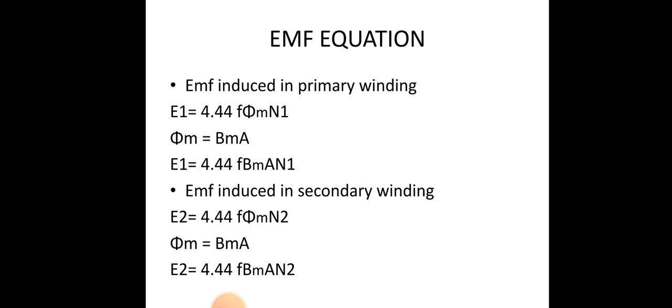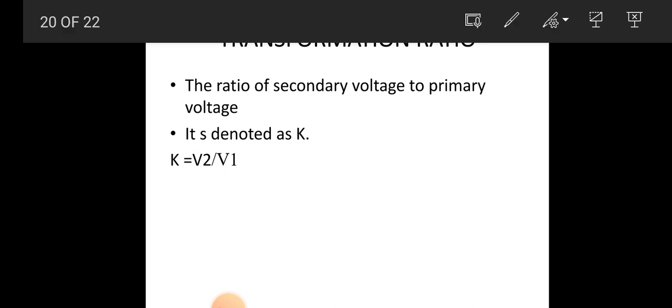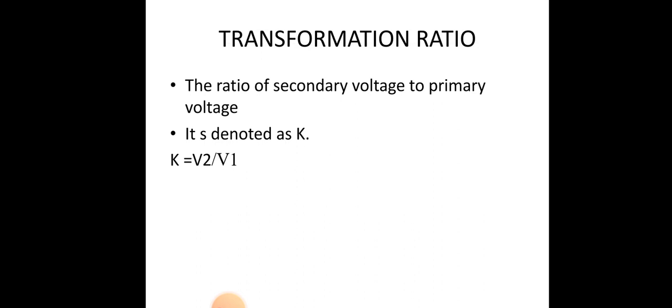So we already know that phi m equal to Bm into A. Bm means the maximum value of flux density in the core in Weber per meter square, and A is the area of the core in meter square. So for the EMF induced in the primary or secondary winding, replacing phi m by Bm into A, finally we get E1 equal to 4.44 into f into Bm into A into N1. And next one, transformation ratio.